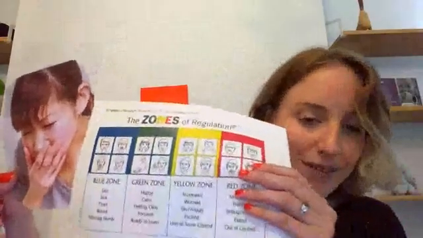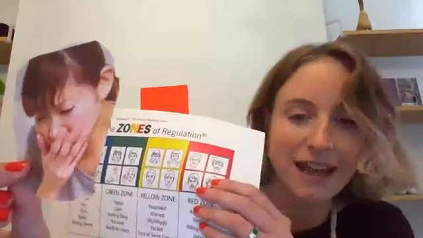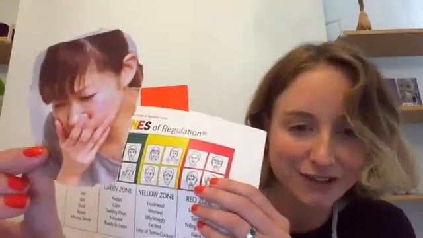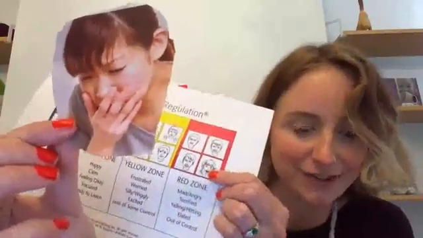Got this lady over here. What do we think? Do you think this lady is in the blue zone, feeling sad, tired, or sick? In the green zone, feeling happy, calm, or focused? In the yellow zone, feeling frustrated or worried? Or the red zone, feeling angry and terrified? Write what you think in the comments.